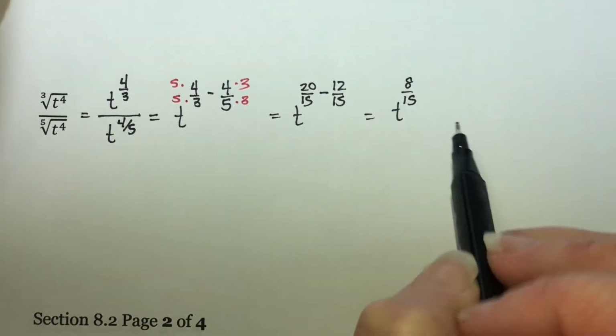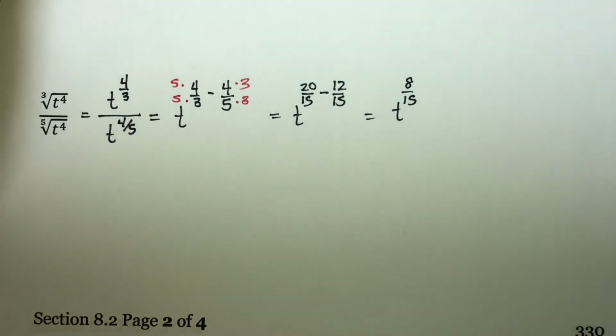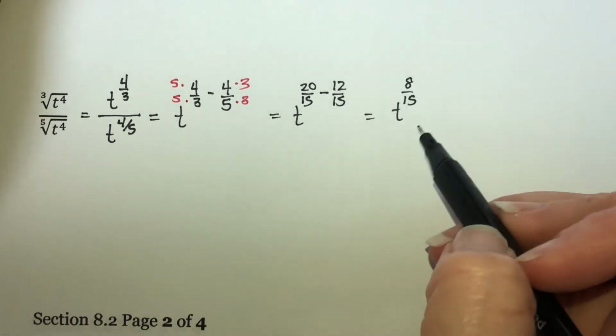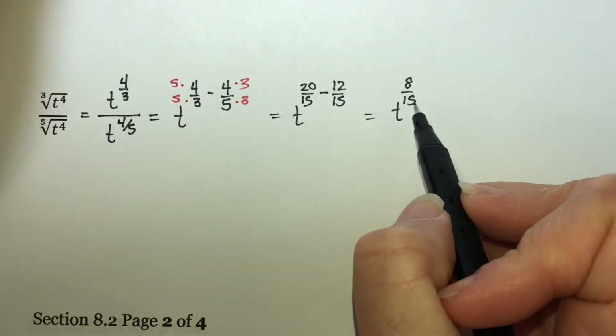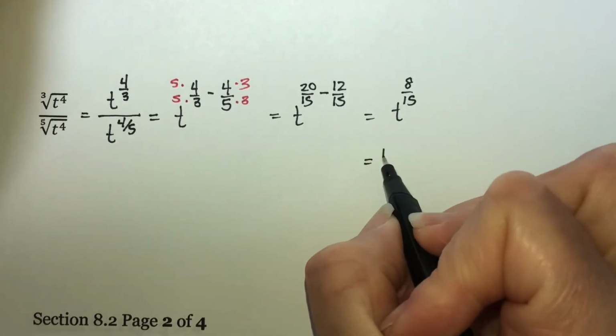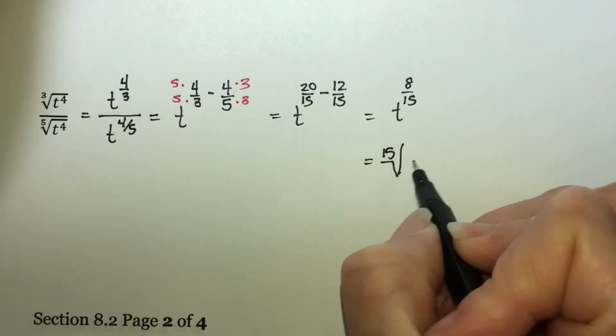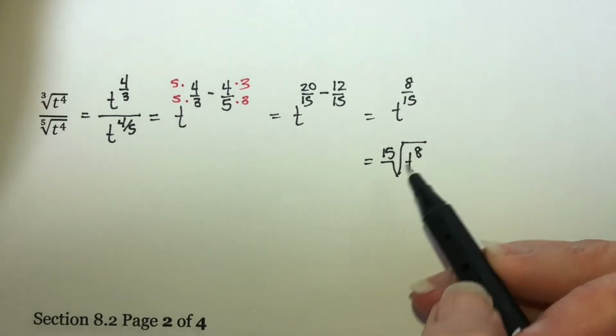But as a general rule of thumb, if you start off with radicals, they usually want your answer in radical form. Just pay attention to the little blue part beside the answer blank and make sure you give them the answer in the correct form. If exponential form, this would be okay. If they want us to go back to radicals, this is going to be a 15th root raised to the 8th power. So 15th root of t to the 8th power. Now, depending on how they want your answer, it will be one of these two.